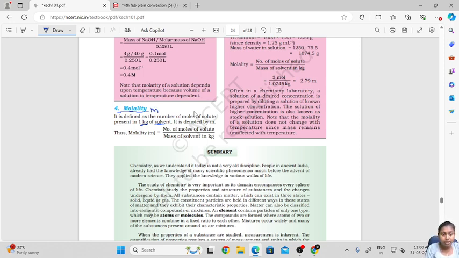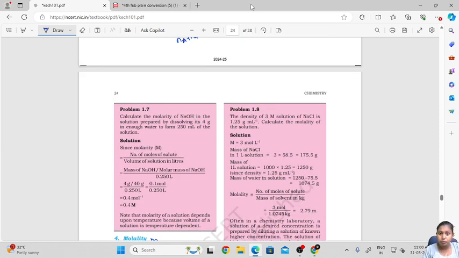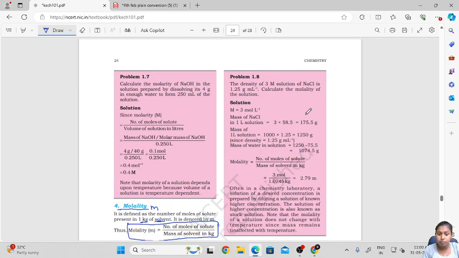Thus the formula of molality is number of moles of solute divided by mass of solvent in kg. Okay, so for example, the density of 3 molar solution of NaCl is 1.25 grams per ml. Calculate the molality of the solution. Now you have been given the molarity, that is 3 moles per liter. Mass of NaCl in 1 liter solution is 3 multiplied by 58.5. By 58.5 we have calculated the mass of NaCl.